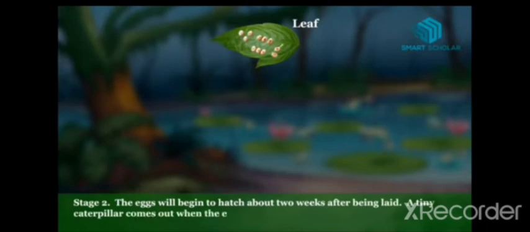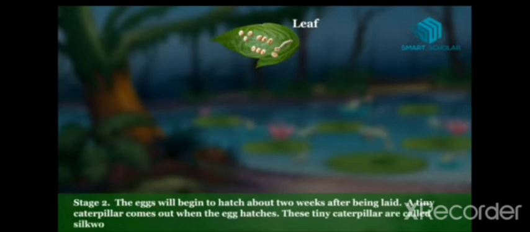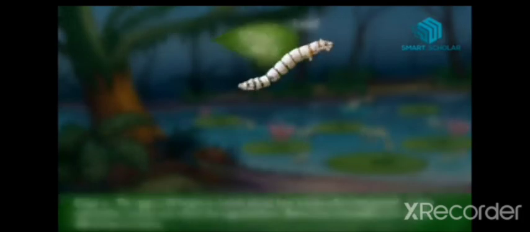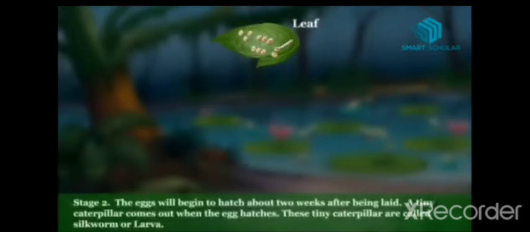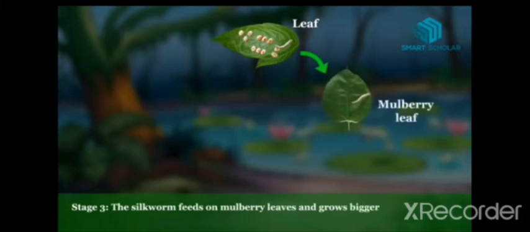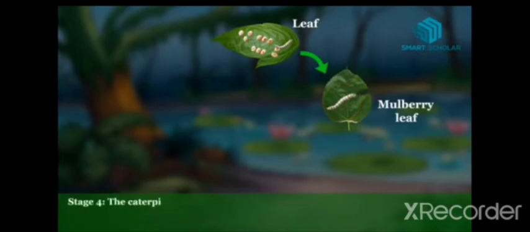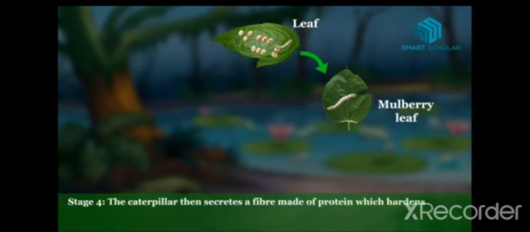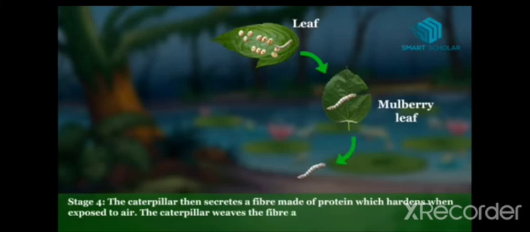A tiny caterpillar comes out when the egg hatches. These tiny caterpillars are called silkworms or larvae. Stage 3. The silkworm feeds on mulberry leaves and grows bigger within 3 to 4 weeks. Stage 4. The caterpillar then secretes a fiber made of protein which hardens when exposed to air.